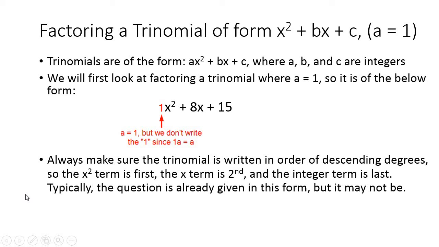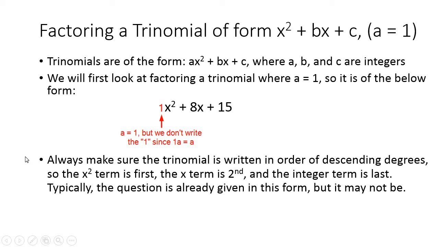Always make sure the trinomial is written in order of descending degrees. So x squared, x to the 1, and then our number term. If you had x to the 5, x to the 4, you would have the x fifth term first, x to the fourth term next, then the x third term, then the x squared, etc.